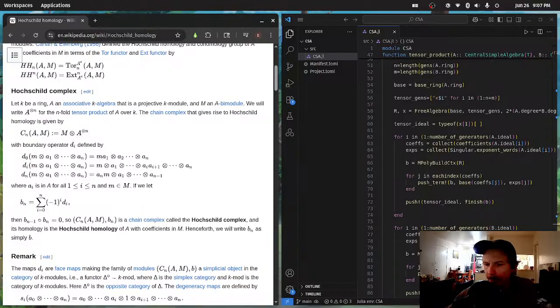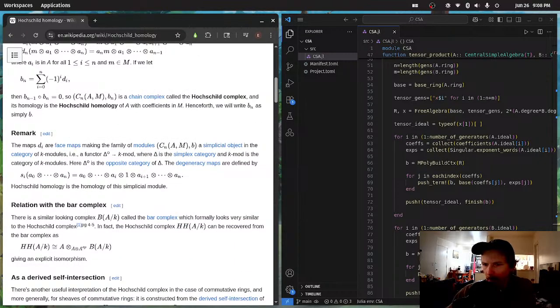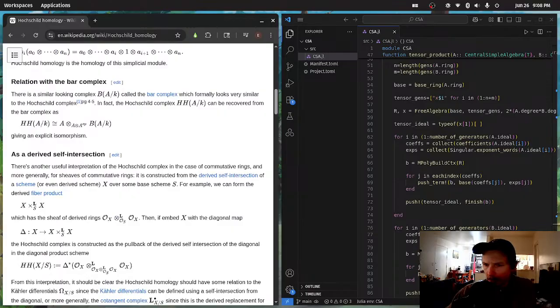Okay, so then we take Bn to be this alternating sum of these DIs from I equals 0 to N. And then this is the differential, it gives us a chain complex. Right, there's some simplicial way to think about this. Not so important. There's a similar looking complex called the bar complex, which formally looks very similar. In fact, the Hochschild complex can be recovered from the bar complex.